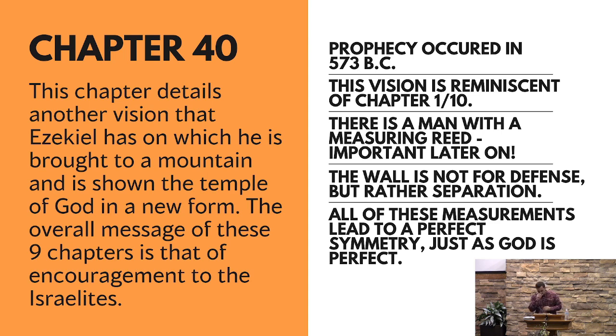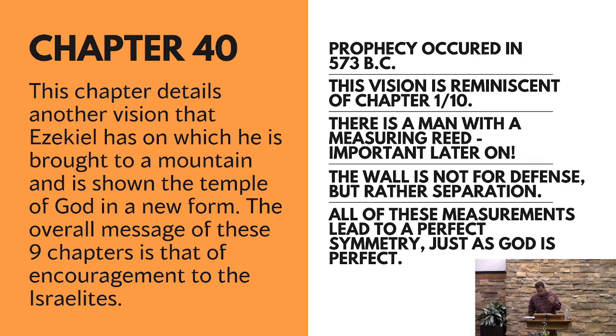Verse 3, it says, when he brought me there, behold, there was a man whose appearance was like bronze, with a linen cord and a measuring reed in his hand. He was standing in the gateway, and the man said to me, Son of man, look with your eyes and hear with your ears, and set your heart upon all that I shall show you, for you were brought here in order that I might show to you, declare all that you see to the house of Israel. And so he goes up on this mountain. The whole purpose is that he will relay what he has seen to the people of Israel.